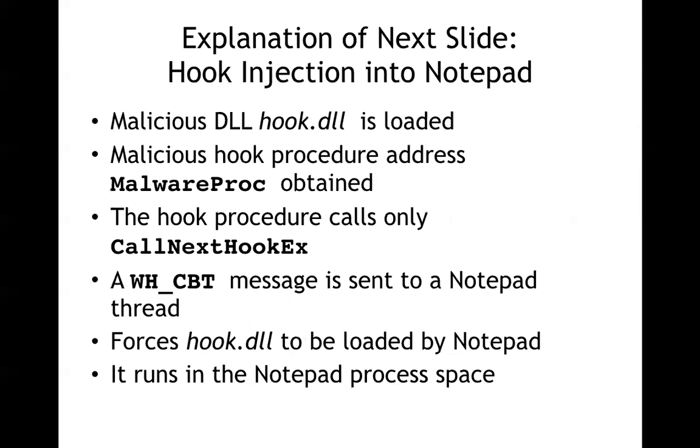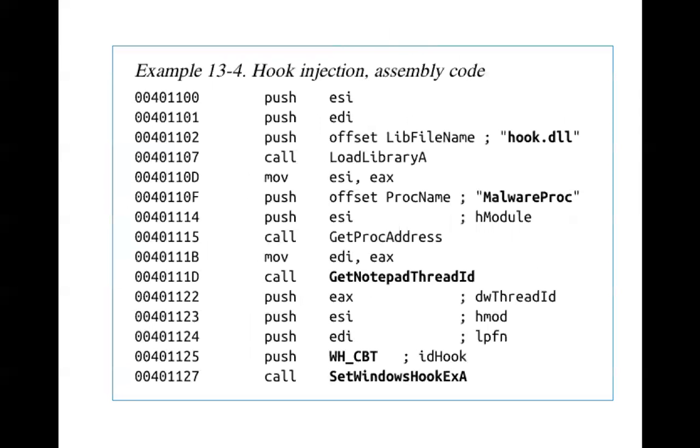So here's what you do. You load a DLL called hook.dll. Then you get a procedure address and call next hook, and then you send a message. This is how you hook into Notepad. You force it to be loaded by Notepad, and it'll then run in the Notepad process space. And that's what you see here. You have a pointer to hook.dll, and you call LoadLibrary. Then you have a pointer to your malware procedure, and you get the Notepad thread ID, and then you call SetWindowsHookEx to hook that process into Notepad. It's all Windows API calls running as intended.